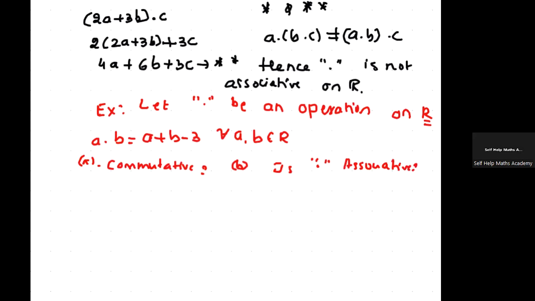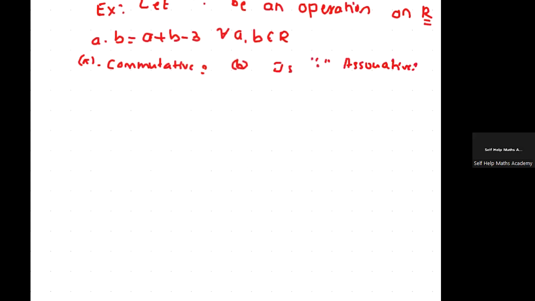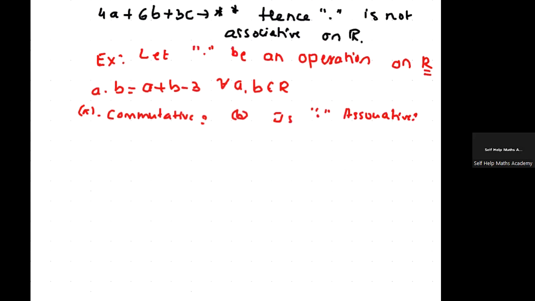So given the thing, if you see, they've given that there is a binary operation on the set of real numbers, and it is defined as a dot b is equal to a plus b minus 3 for all a, b belongs to R. This is a binary operation which is defined on the given set.